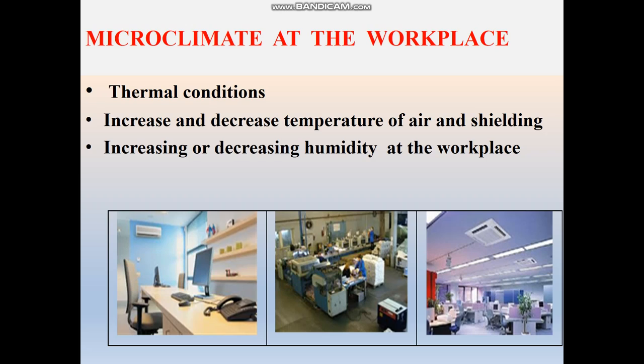Increase and decrease of temperature of air and shielding at the workplace. Industrial premises are divided into cold shops with normal temperature and hot workshops. Shops with little heat dissipation include those in which heat from the equipment, material, and people does not exceed 20 kilocalories per square meter of premises per hour. If the heat exceeds this value, the workshops are hot.